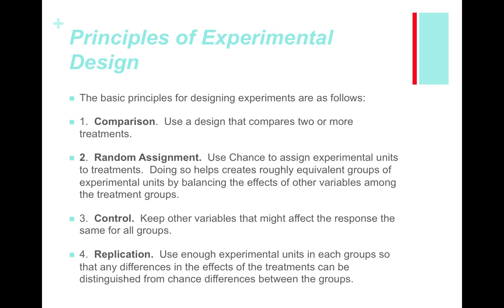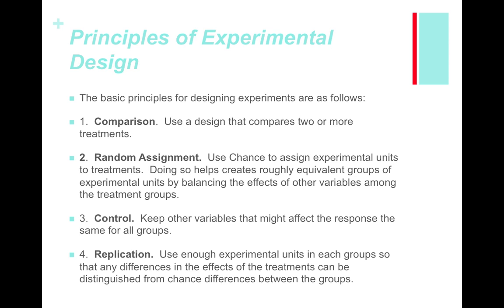So use enough experimental units in each group so that any differences in the effects of the treatments can be distinguished from chance differences between the groups. So you would not necessarily trust an experiment with just one student in each group.